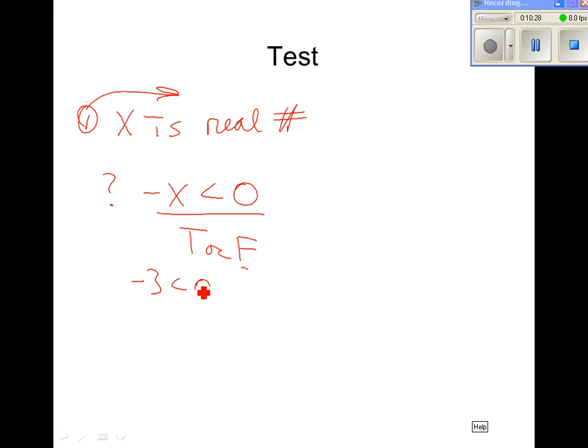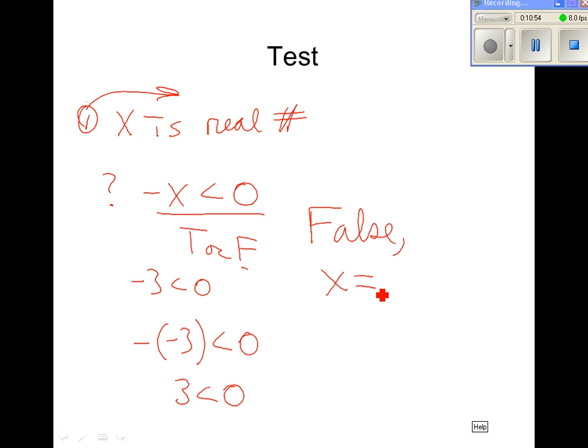Negative 3. Let's try that and see. The opposite of negative 3 is less than 0? Well, what is the opposite of negative 3? Is 3 less than 0? Did we prove it was wrong? Yeah. So this is false. And then your counterexample would be, what did Travis just tell us X could equal?